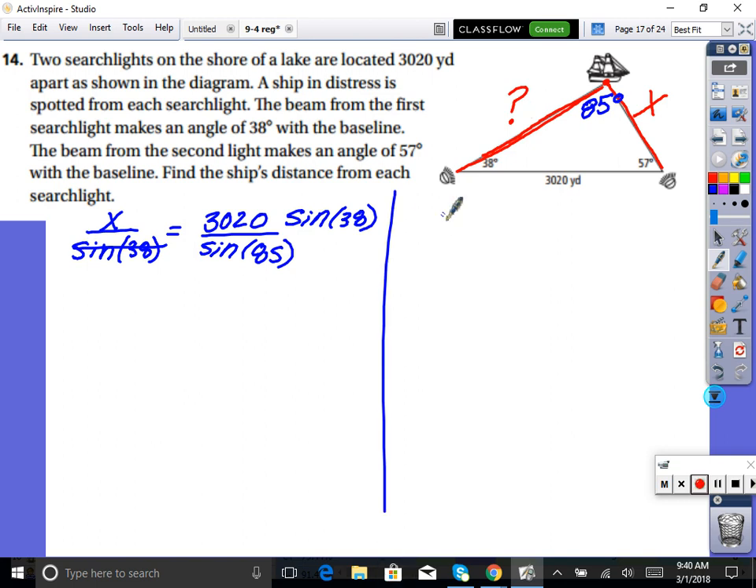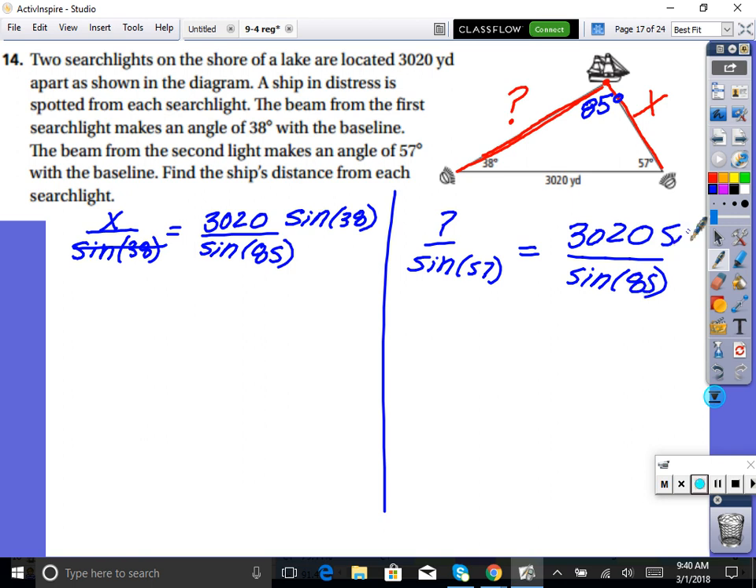Now we'll just do it again with the other side. So now we're doing question mark over sine of 57 is equal to, let's just use this again, 3020 divided by sine of 85. Does that make sense, everybody? We just set up the law of sines again. So then we'd multiply by sine of 57.